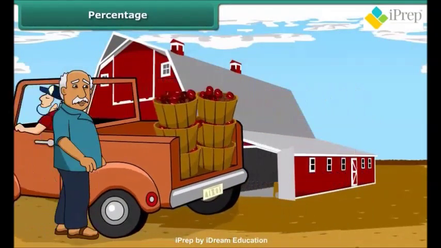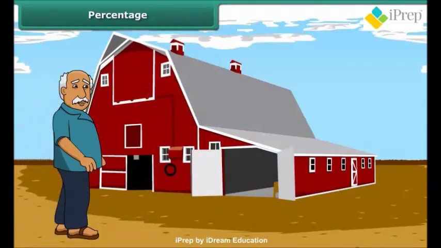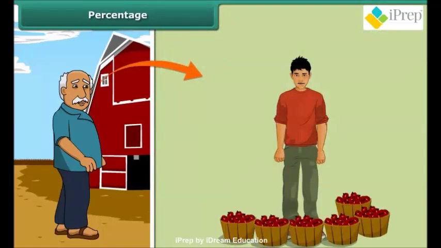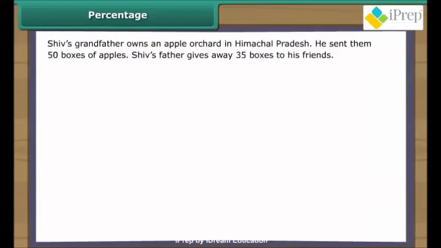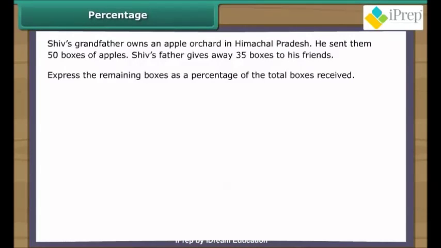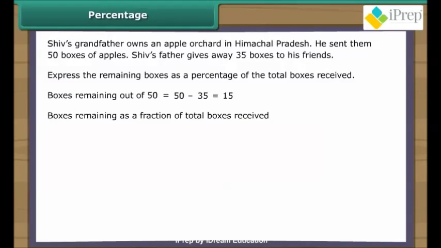Shiv's grandfather owns an apple orchard in Himachal Pradesh. He sent them 50 boxes of apples. Shiv's father gives away 35 boxes to his friends. Let us express the remaining boxes as a percentage of the total boxes received. Boxes remaining out of 50 is equal to 50 minus 35, which equals 15. Boxes remaining as a fraction of total boxes received equals 15 upon 50.